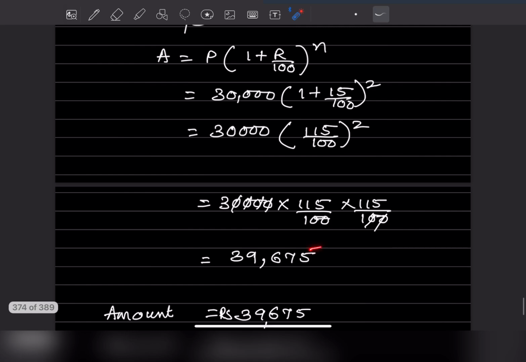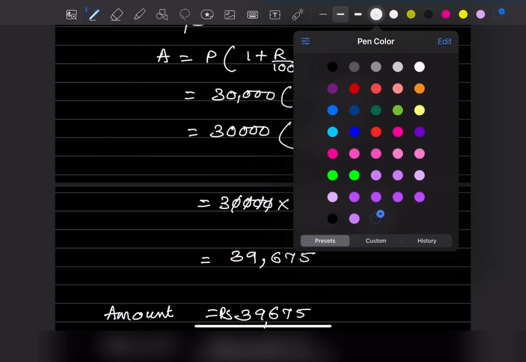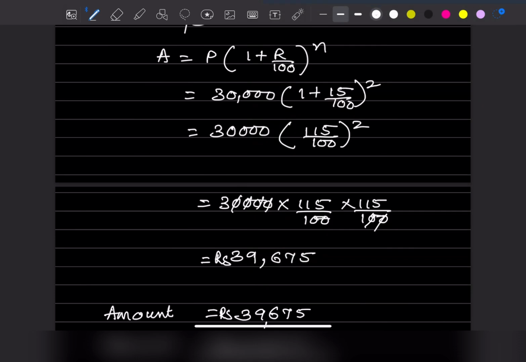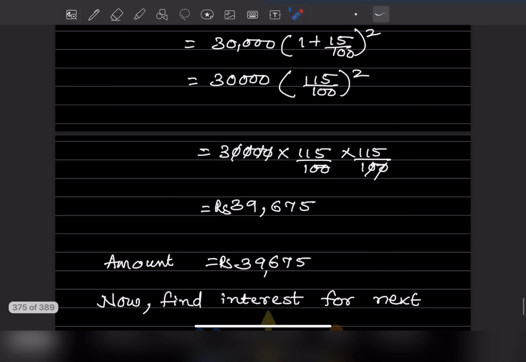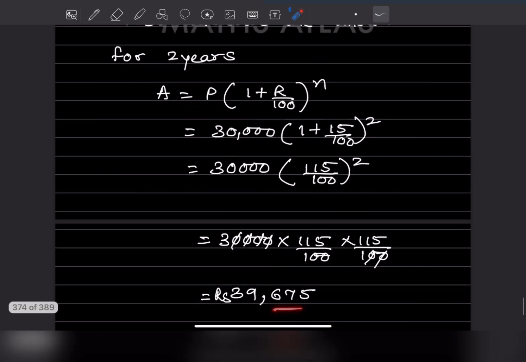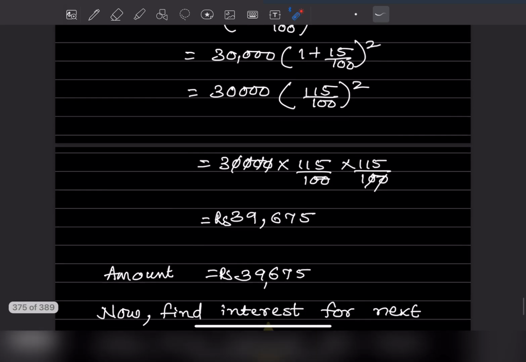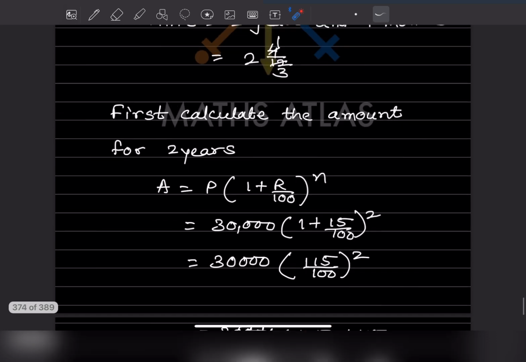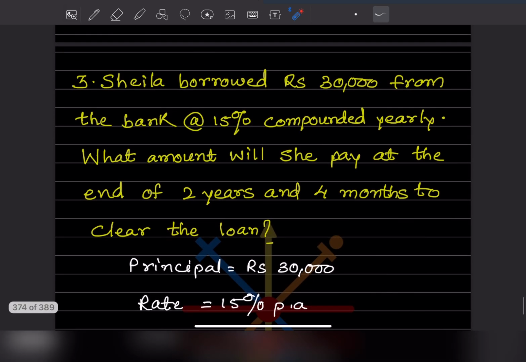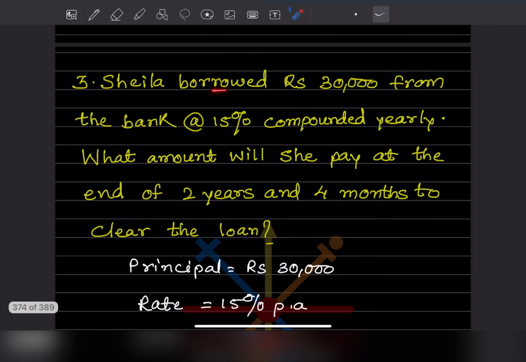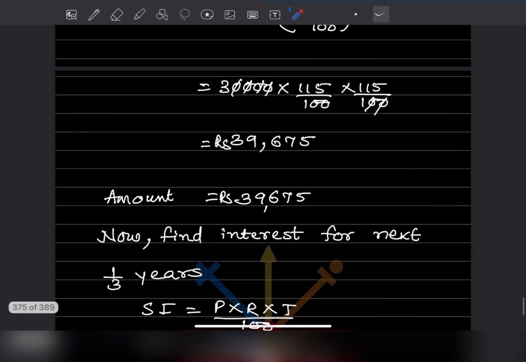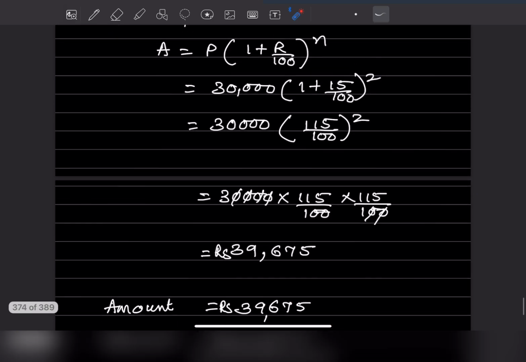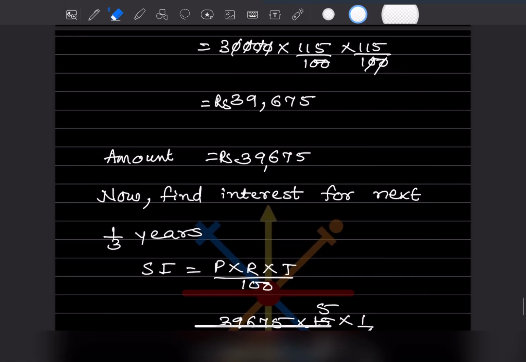So when you multiply that, you get 39,675. So the amount is rupees 39,675. This is what we got as A, that is the amount, 39,675. So now what did they ask here? What amount will she pay at the end of 2 years and 4 months? So this we got for 2 years. Now let us see the interest for the next 1/3 year.